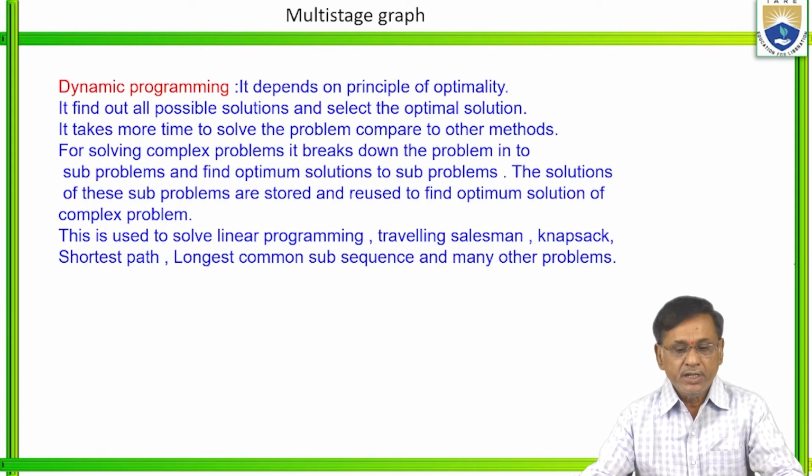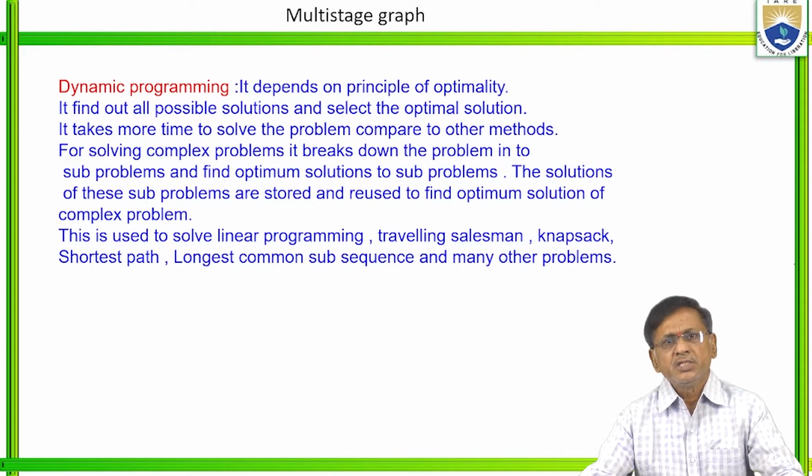Then dynamic programming. It depends on the principle of optimality. It finds out all possible solutions and takes the best solution. It takes more time compared with other methods. For solving complex problems, it breaks down the problem into sub-problems and the solution of each sub-problem is found. Then these solutions of the sub-problems are stored and reused for finding out the solution of the complex problem.